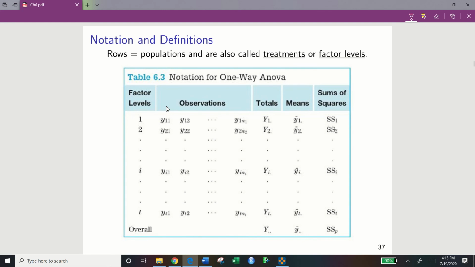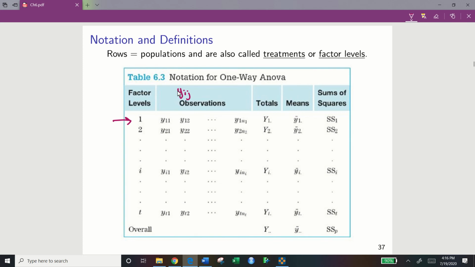Now, this table can be pretty confusing at first until you get a handle on what each of the notations mean. So for us, we need to understand that each of the rows is a single population, and we also have each treatment or factor level. So let's begin by looking at our first factor level. Notice we have our various levels of observations, and again, our observations are in that Yij format, I being our factor level, J being the number observation in that factor level.